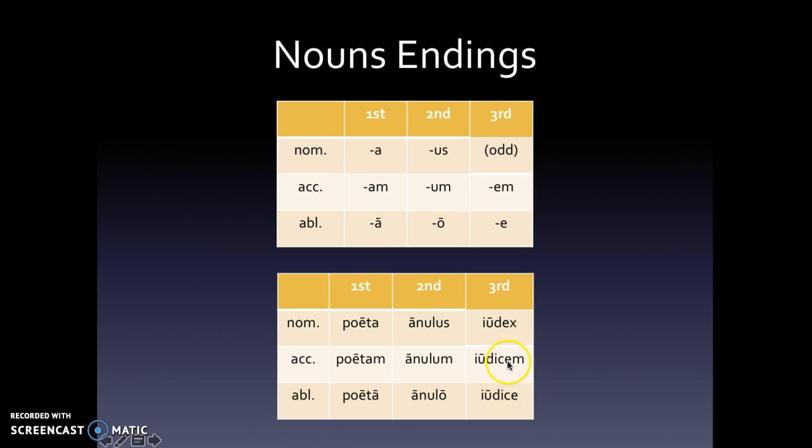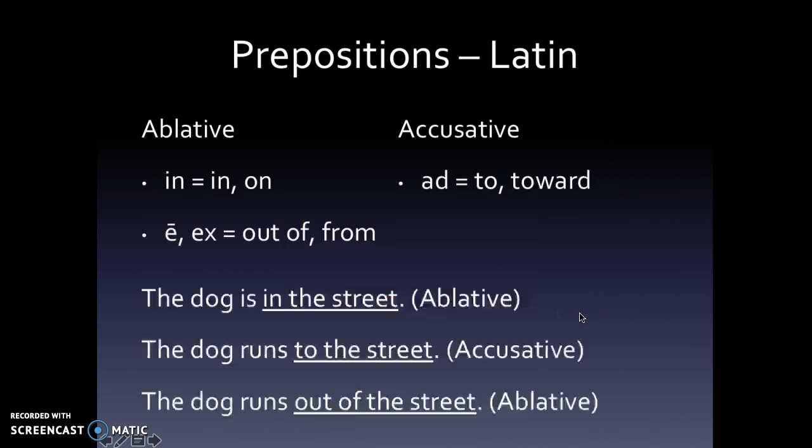I'm going to pause for just a moment, not really talking about nouns, talking about pronunciation. When you have an I surrounded by vowels, or oftentimes at the beginning of the word with a vowel after it, you pronounce it kind of like a Y. So this isn't iudex, this is yudex, yudicem, yudice. You'll get used to it. It's kind of weird and funky at first.